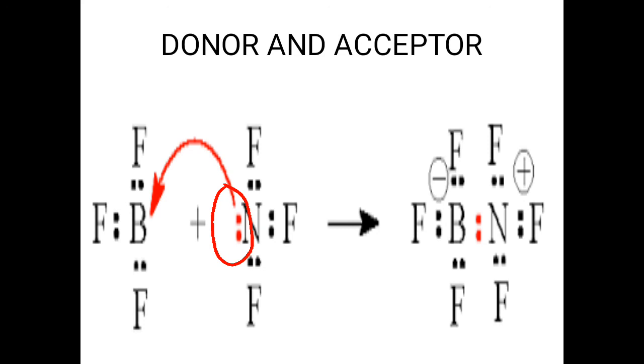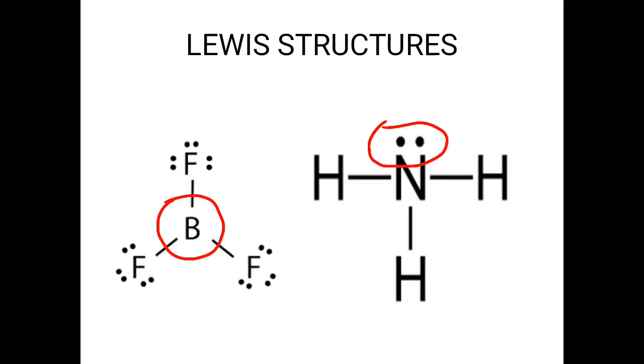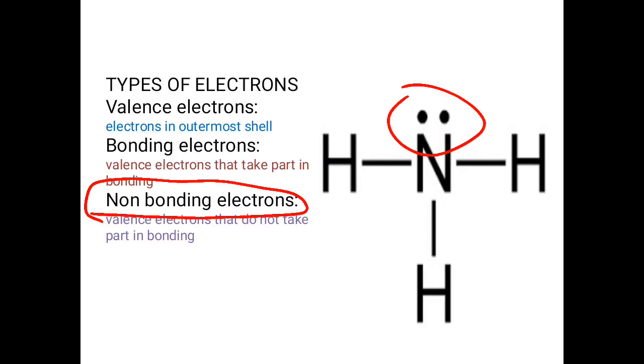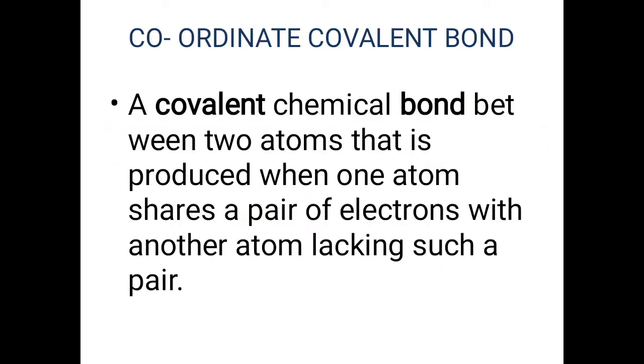This is how we understand the chemistry of the coordinate covalent bond: a bond which is formed between 2 atoms when one atom shares a pair of electrons with the other atom lacking such a pair.